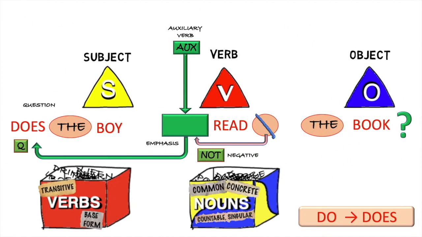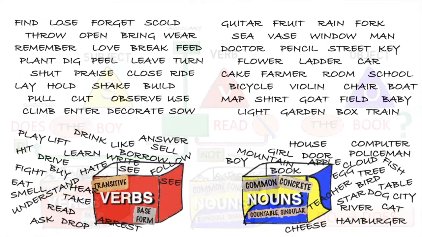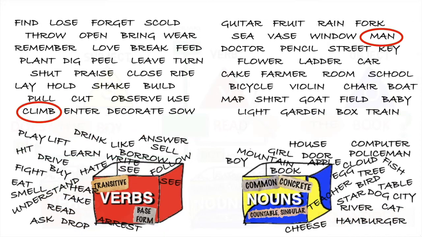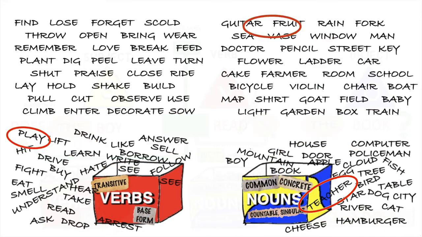Do is just one of several auxiliary verbs, and we will be looking at them later on. For now, though, just practice making examples with do. The man does climb the ladder. The boy doesn't lay the table. Does the teacher play the guitar? And make your own examples too. Keep on practicing until you're confident about it.